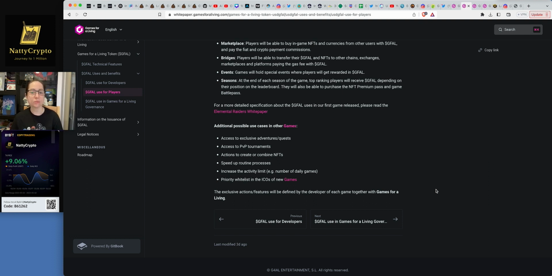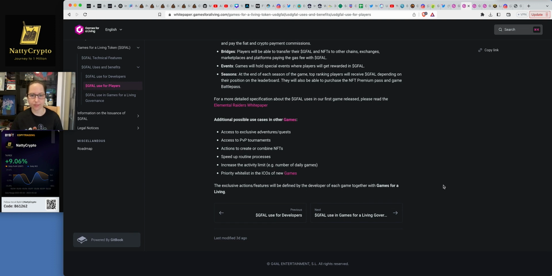Events. Games will hold special events where players will get rewarded with Gfal. At the end of each season of the game, top-ranked players will receive Gfal, depending on their position on the leaderboards. They'll also be able to purchase NFT Premium Pass and Game Battle Pass. So if you play this every single day and you're one of those dedicated gamers, there is a rewards incentive for you at the end of all of this.